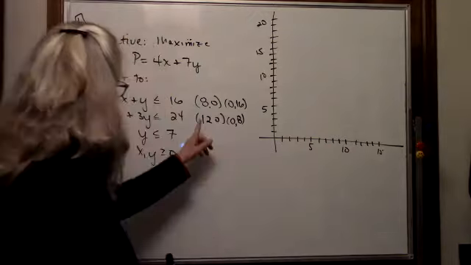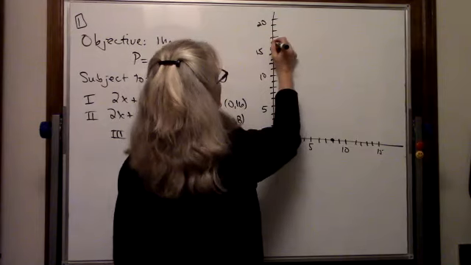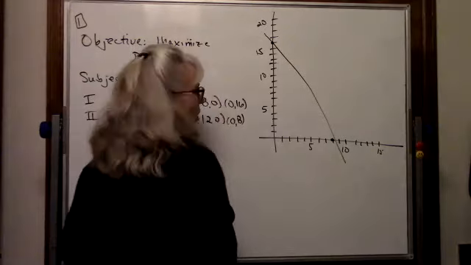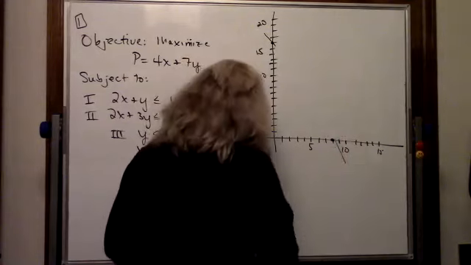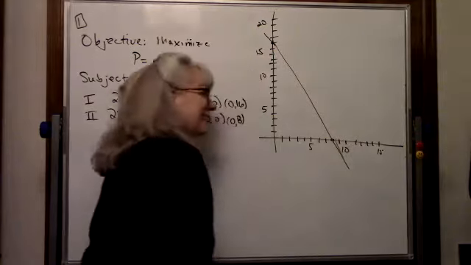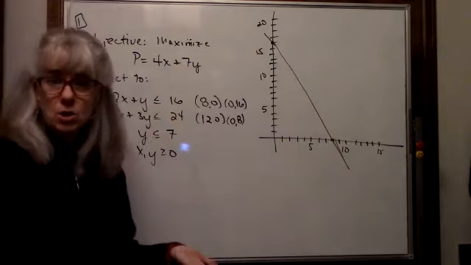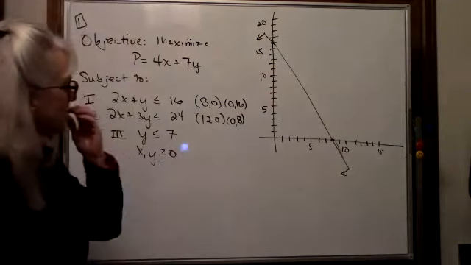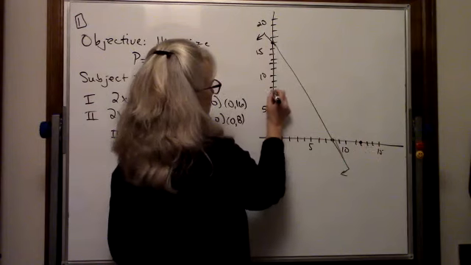Okay, so line 1 cuts through on the x-axis at 8 and on the y-axis at 16. Boy, I really, really hope your lines are straighter than my lines. Very hard to get a straight line on the board, but again, that's why a nice ruler would help. Okay, that's better. Let's test it. So if we plug in the origin, is 0 less than or equal to 16? That is true. So I know this is going to shade towards the origin. For the next one, it cuts through on the x-axis at 12 and on the y-axis at 8.